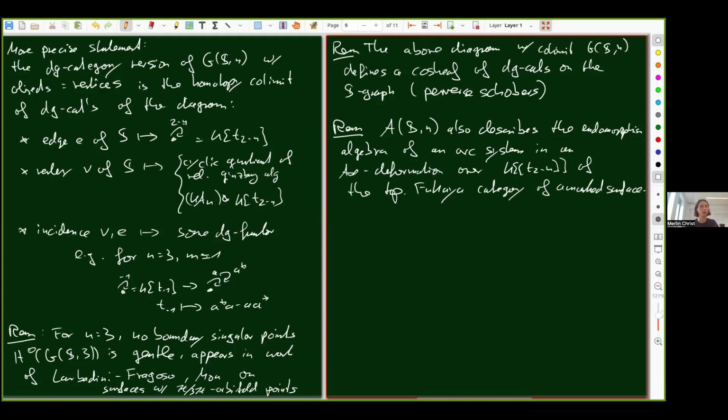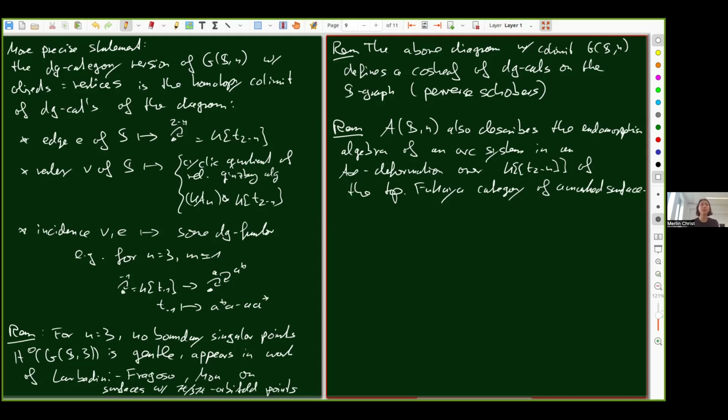Maybe I can ask a question again. So this deformation here is of a graded base, right? Your T to the minus n has some degree, right? Okay. And the other thing I wanted to ask is this condition that it is a perverse Schober. Is that something that is difficult to check, or is it not so difficult?